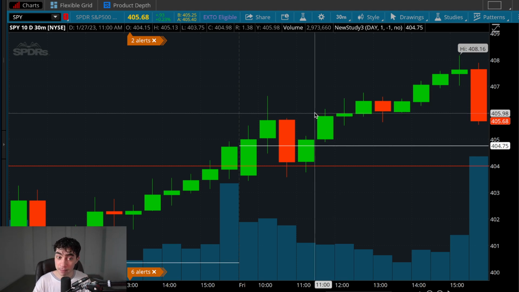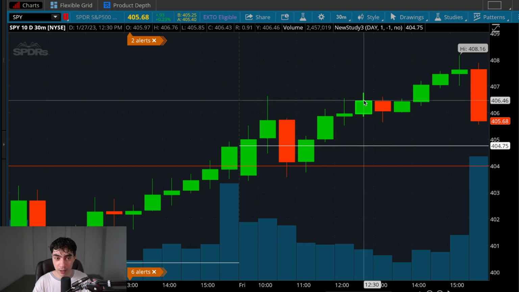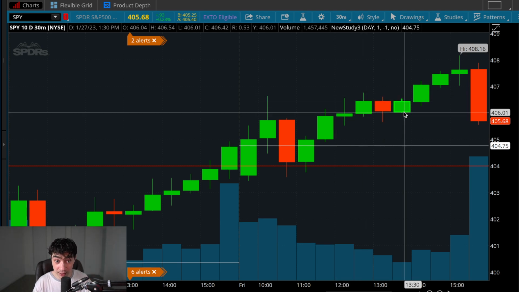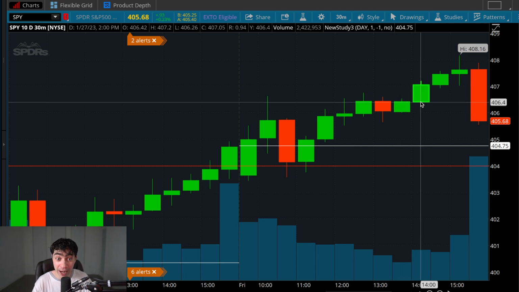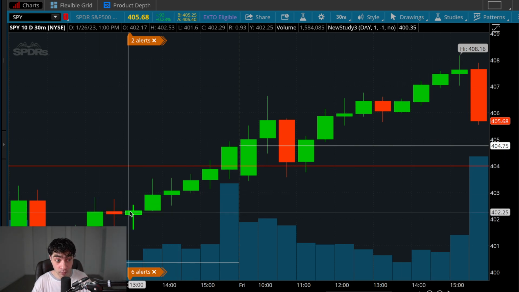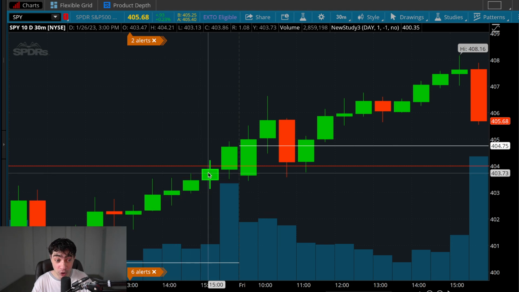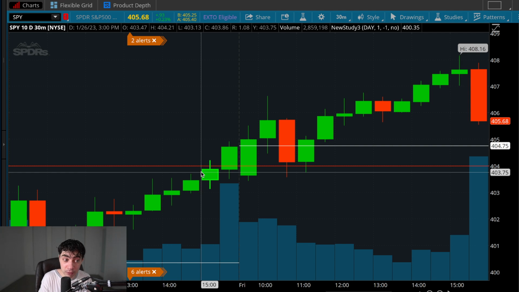And this is where it gets even more interesting. Take a look. You have this green, red, green, the same pattern, and then what happens on that green candle? It goes up for an hour and a half straight, plus. Do you see that? You can capture that in real time.